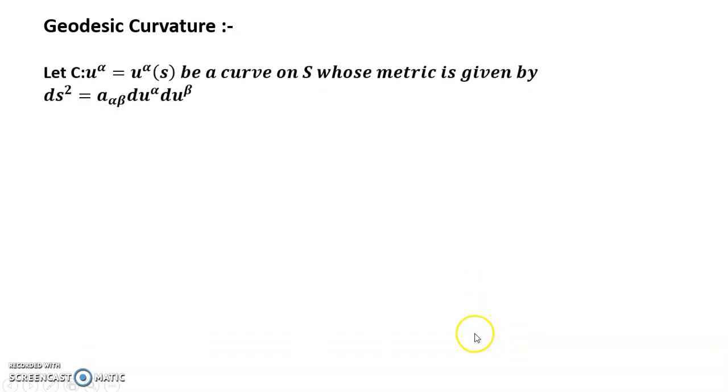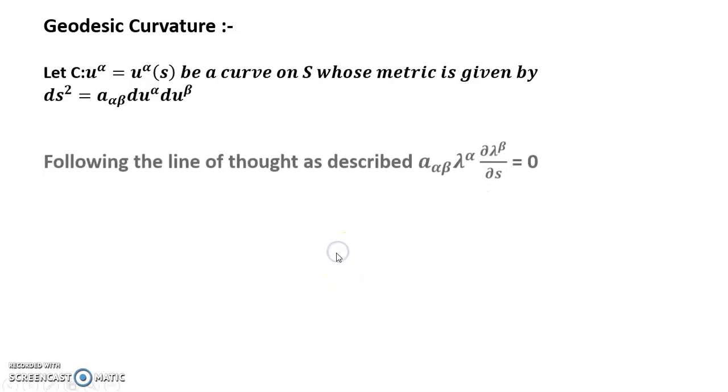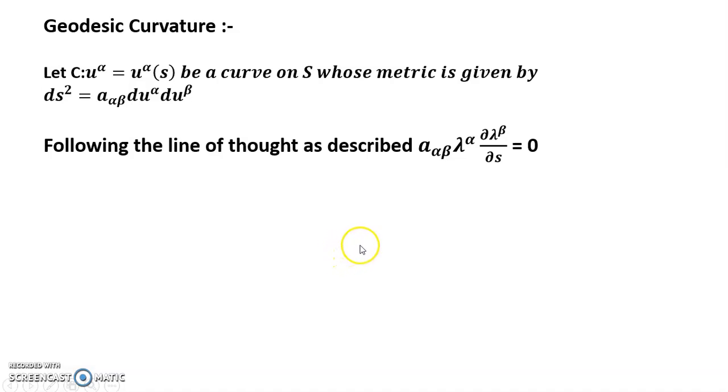Today's discussion is geodesic curvature. Let C: u^α = u^α(s) be a curve on S whose metric is given by ds² = a_αβ du^α du^β. Okay, so following the line of thought as described, a_αβ λ^α and ∂λ^β/∂s.